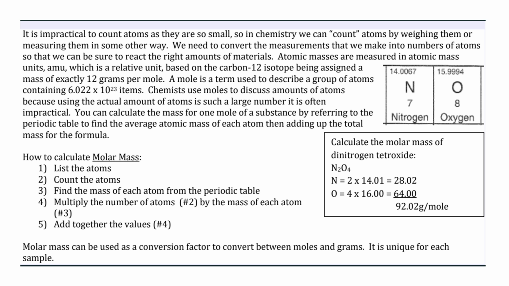So it's impractical to count all the atoms because they're so small. So we use conversion measurements to be able to make those numbers into something that we can use. Atomic masses are measured in atomic mass units, AMUs. So it's based on the carbon-12 isotope. So like the 12 grams per mole of carbon, like that. That's like atomic mass, molar mass, etc.